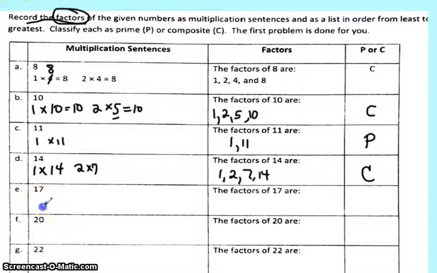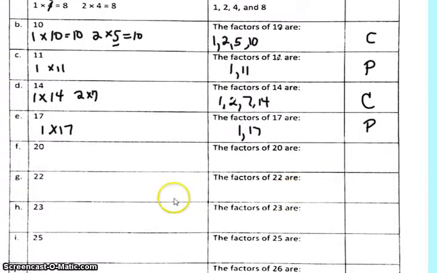The factors for 17, we can only get that by multiplying 1 times 17. So the factors of 17 are 1 and 17. And that is prime, because it only has 2 factors.